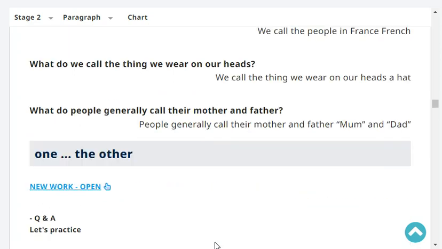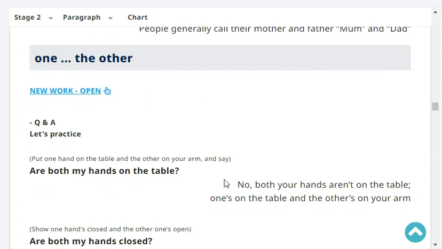What do we call the thing we wear on our heads? We call the thing we wear on our heads a hat. What do people generally call their mother and father? People generally call their mother and father mom and dad. Very good.